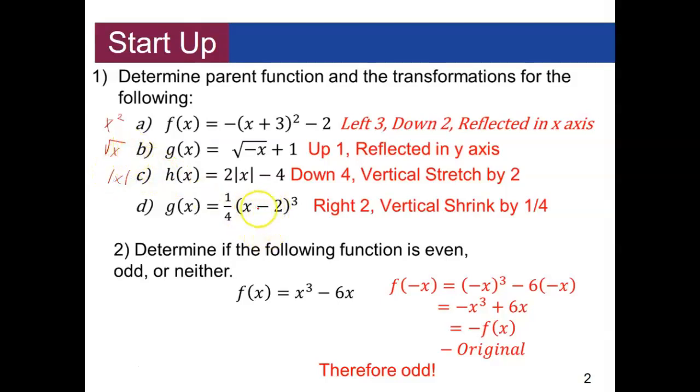This one, we're going to move it right 2, and this is going to be a vertical shrink by a factor of 1/4, and our parent graph here is going to be x to the third. As far as the even, odd, or neither, to determine this, you plug negative x in and simplify. So this part would stay negative. This one becomes positive. So when you compare your signs, you're exactly the opposite. So you're the negative of the original, and therefore it would be an odd function.